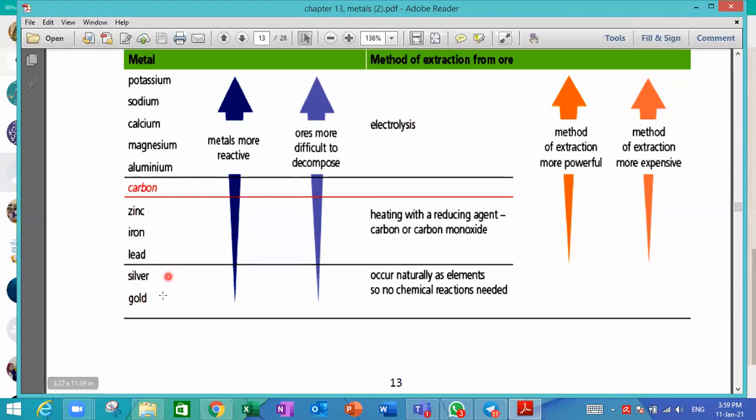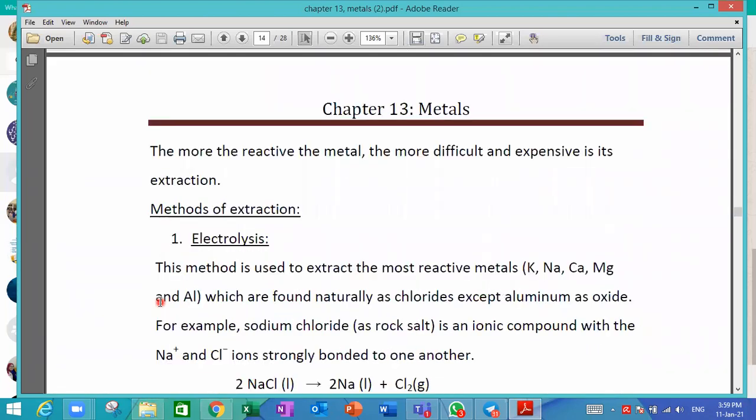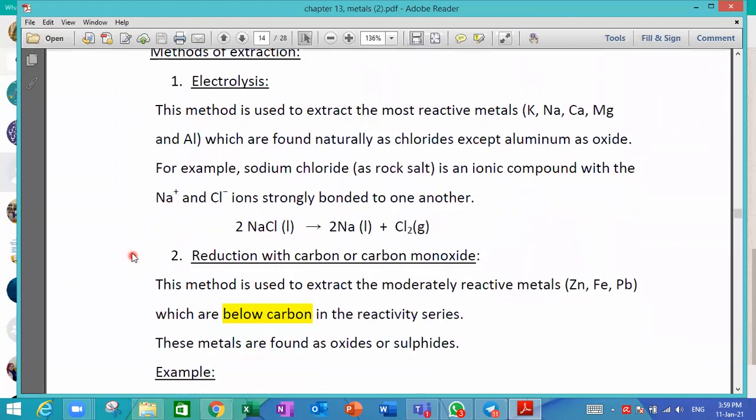We will see that some of the metals like silver and gold are usually present as elements, as they are, because they are very unreactive. Now we come to the methods of extraction. As we said, the most reactive metals like sodium, potassium, and magnesium are in the form of chlorides and they are going to be extracted by electrolysis.